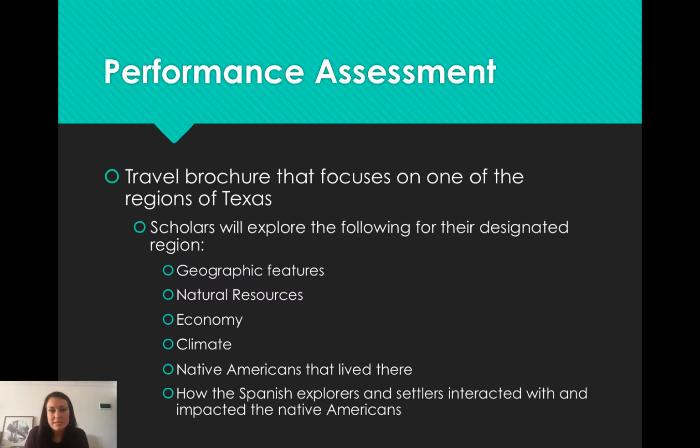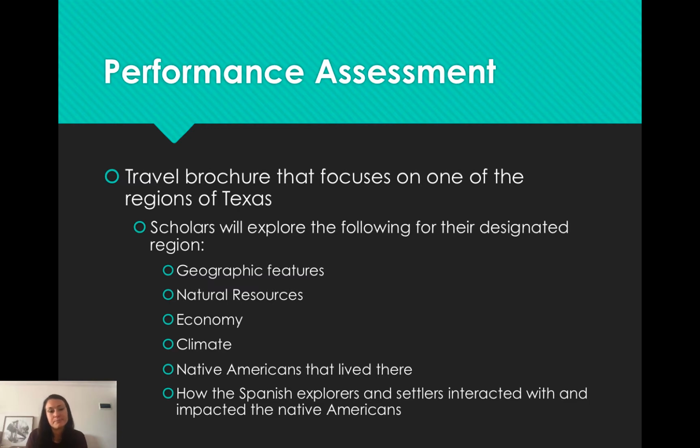So for this unit, the performance assessment is going to be a travel brochure that focuses on one of the regions of Texas. So scholars get to explore the geographic features, natural resources, economy, and climate of that region. They get to explore how those things might interact. So for example, how do the natural resources available in one region impact the economy of that region?